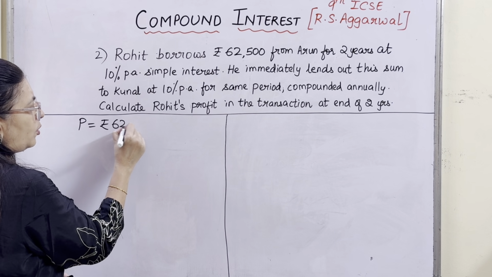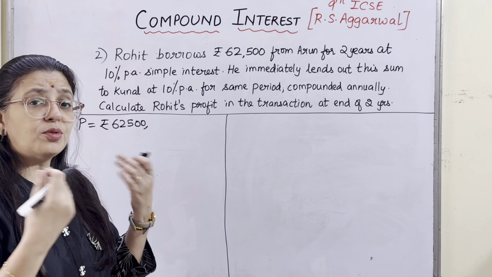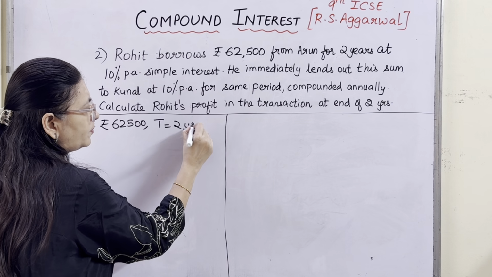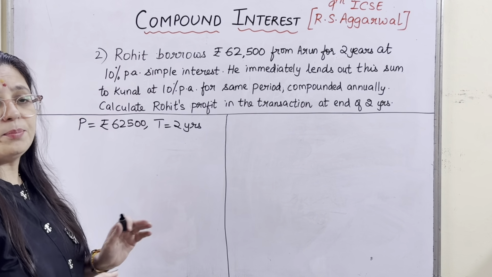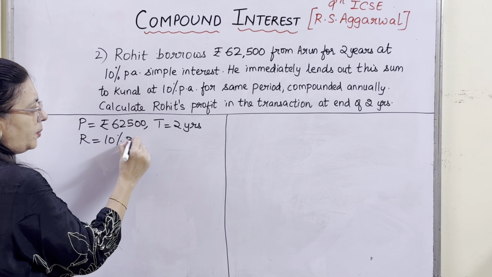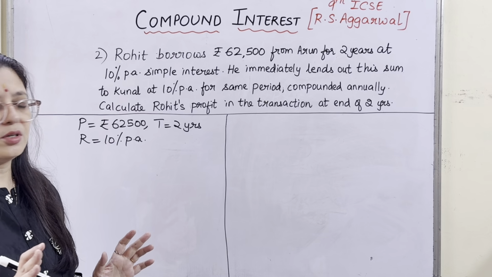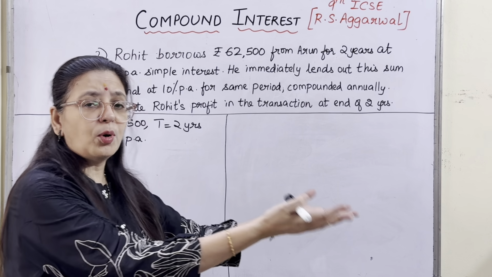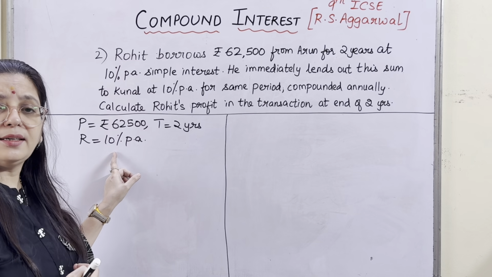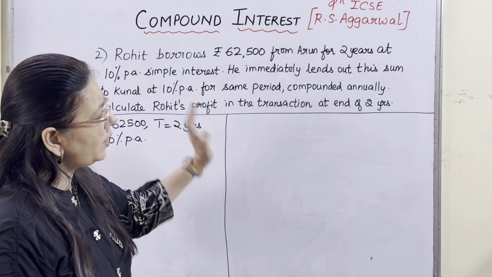Principal is 62,500. From Arun, he borrows it from Arun for 2 years. So time is 2 years, at 10% per annum. Rate is 10% per annum, in simple interest. So Rohit is borrowing from Arun this amount for 2 years at this much percent at simple interest.